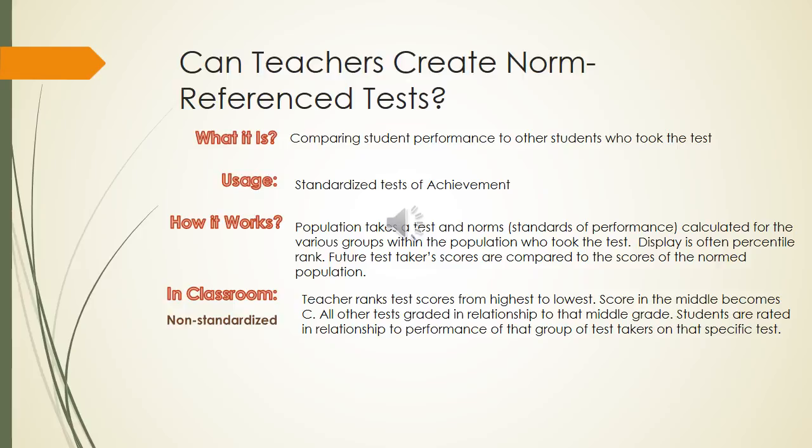Now in the classroom, typically you have a similar norming process when it comes to test taking. A teacher who ranks the scores of the students from highest to lowest is really kind of norming a test. And this is because once all the tests have been graded and ranked from highest to lowest, the one score that is in the middle of those scores becomes a C. That becomes average. Then all the other tests that are taken are graded in relationship to that middle grade C.